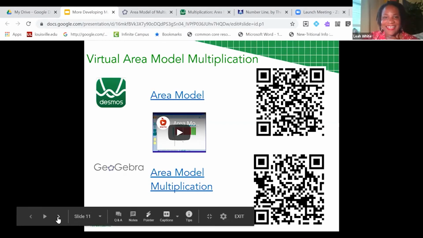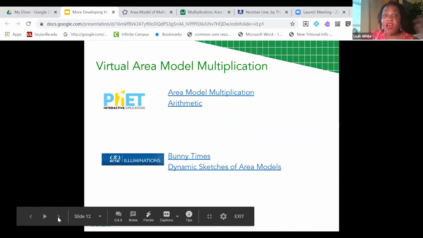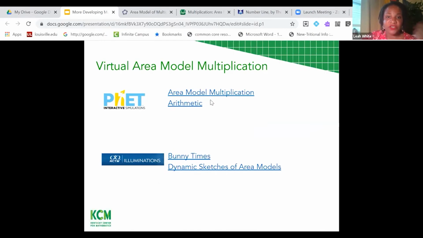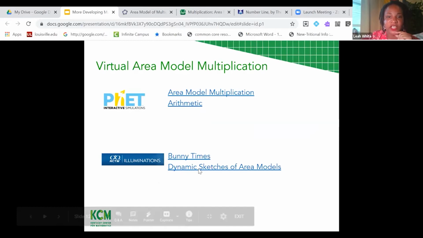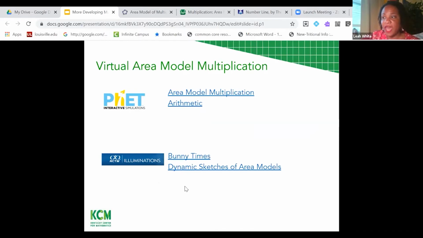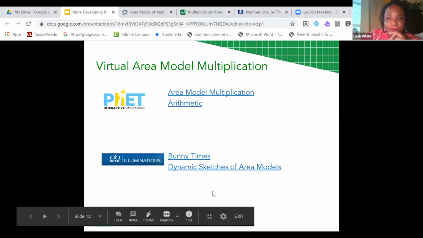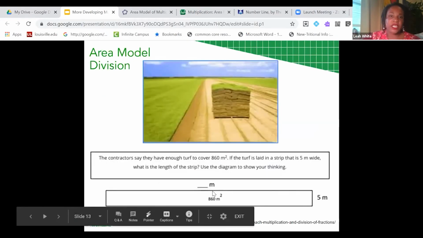Yes, thanks, Kelly. There are other area models that you can use, and we don't have time to go through each, but if you access the PowerPoint, you can just click on the links embedded in there. There are lots of different applications of that. There's a PhET simulation where they have area model multiplication. NCTM also has some area models that you can use as well. And so let's look at division really quick.